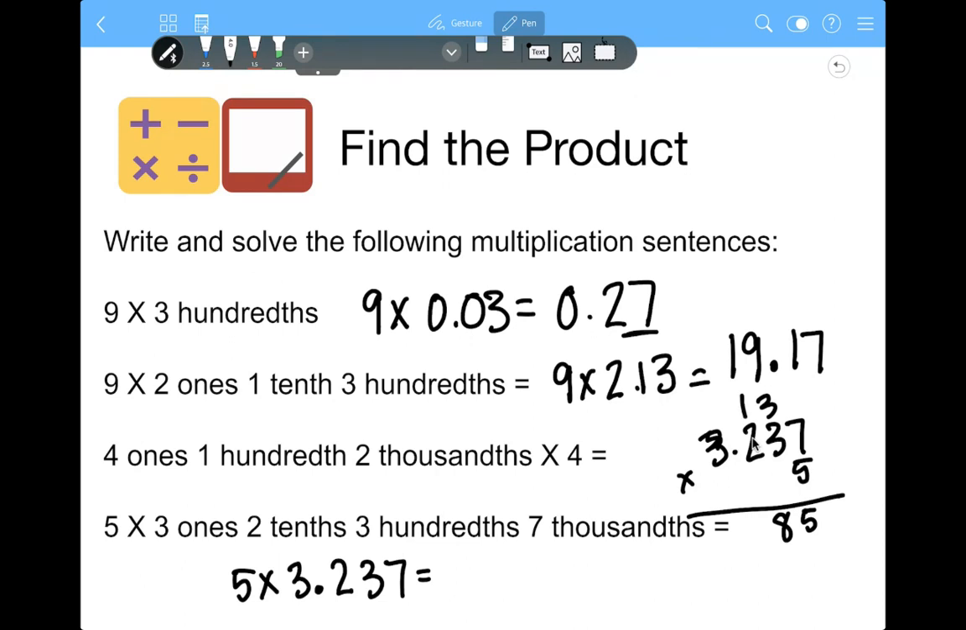Carry the 1. 5 times 2 is 10. Plus 1 more is 11. I'm going to bring down my 1 and carry this one over. 5 times 3 is 15. Plus 1 more is 16.